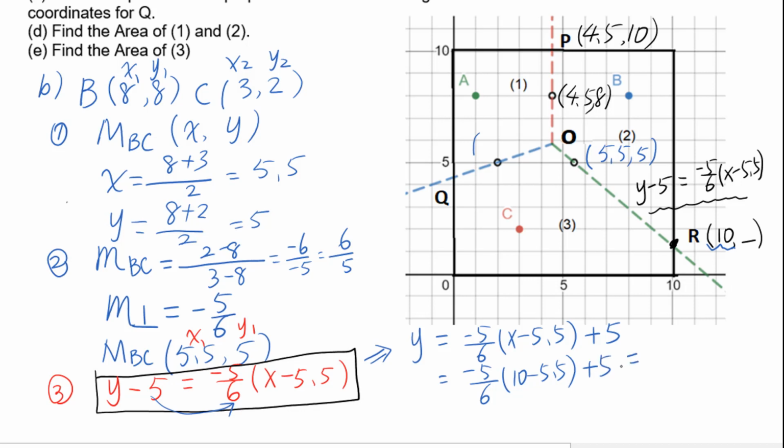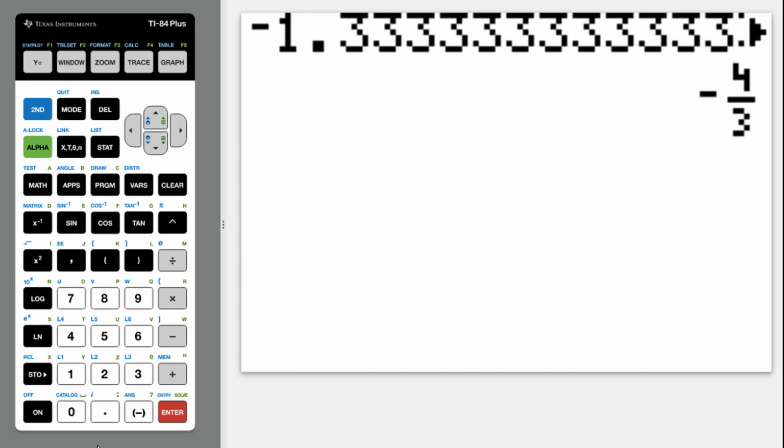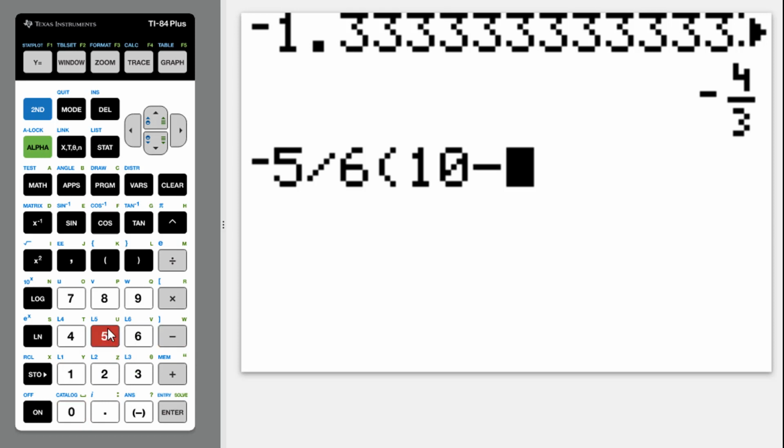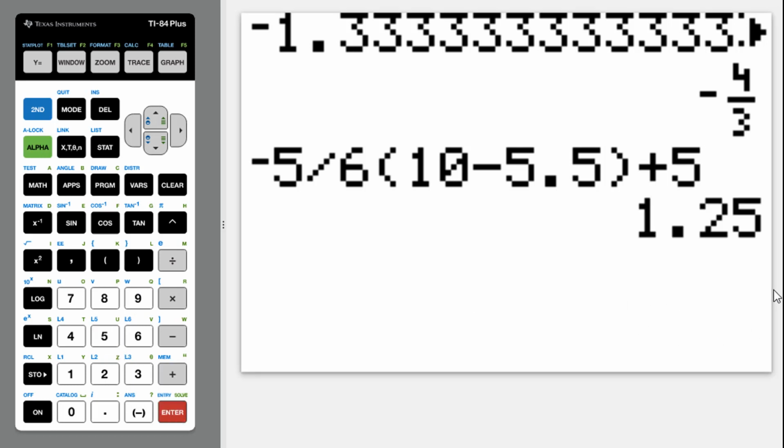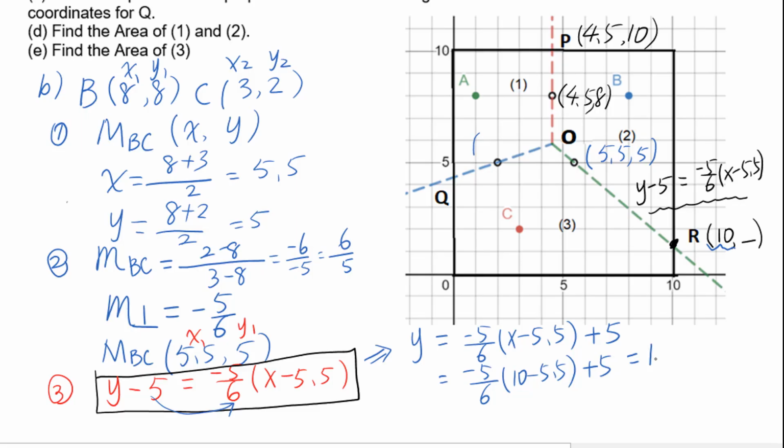You go to the calculator, the main screen of our graphing calculator: negative 5 divided by 6, parentheses, 10 minus 5.5, then plus 5, enter. You will get 1.25. So y equals 1.25. This R is (10, 1.25). So (10, 1.25) will be the coordinates for this R.